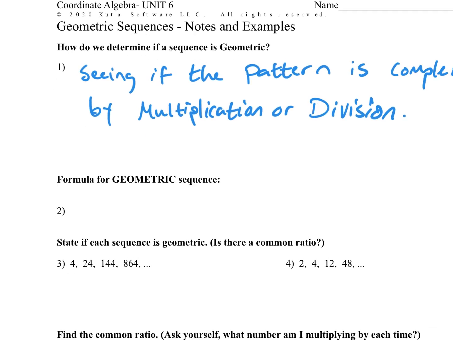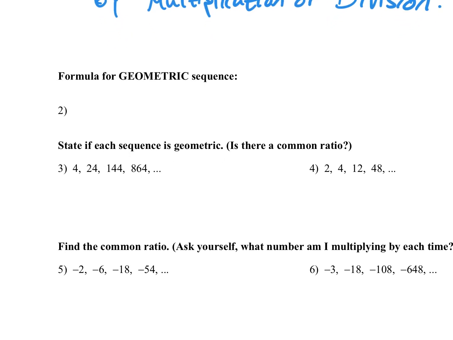All right, so let's go ahead and hop down here and look at this next thing. So just like arithmetic had a formula, geometric also has a formula. The formula for geometric is a sub n equals, now this time it is going to be a1 times the common ratio that we call r, and r is raised to the n minus 1 power.